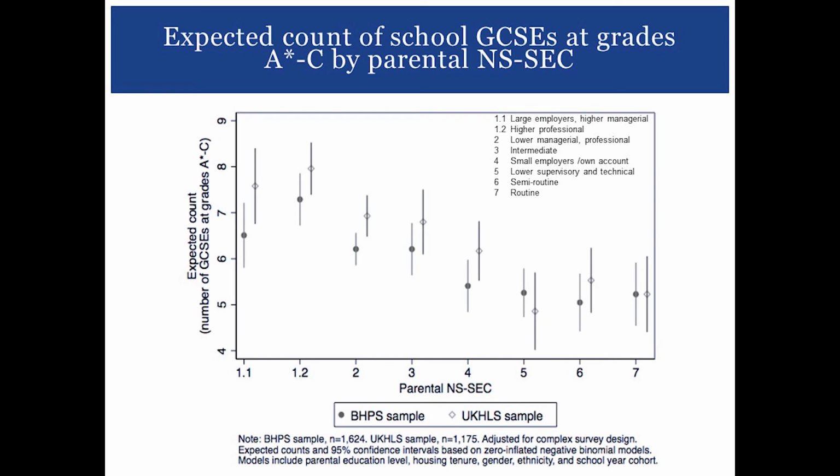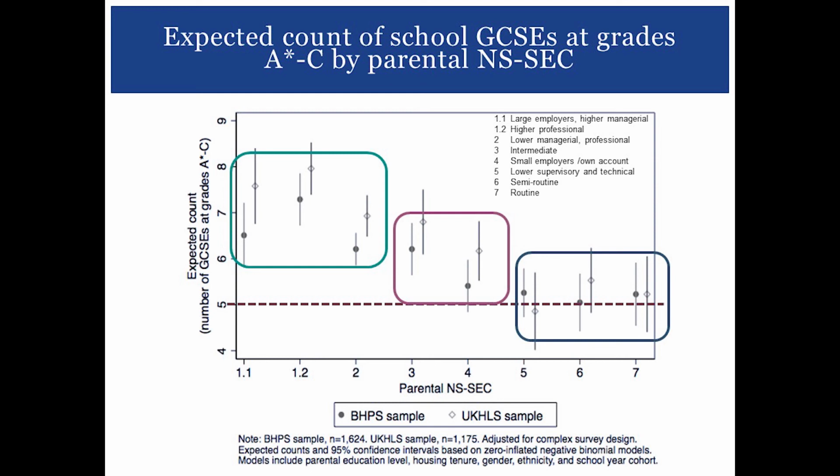This is adding in the Understanding Society sample, and the trends are really, really similar from the older cohorts and the younger cohorts. So showing this real clear stability in the effects of social class on GCSE outcomes. If I highlight the number 5 on the y-axis, 5 A star to Cs, we can then see that it's those in the less advantaged positions who are struggling to achieve this policy benchmark. So this social class effect is clear even after accounting for a whole host of other factors that we know are important in GCSEs, and we can see it very clearly in the older cohorts in the BHPS and the younger cohorts in Understanding Society.